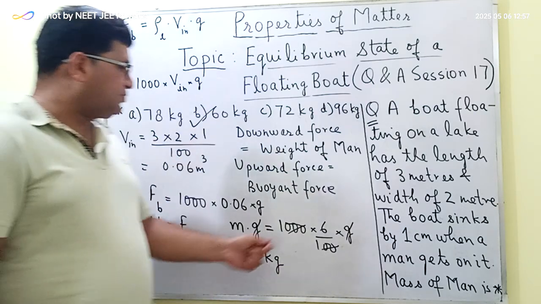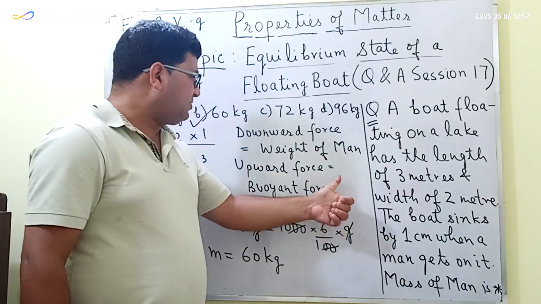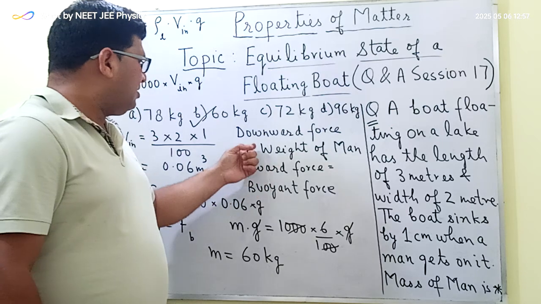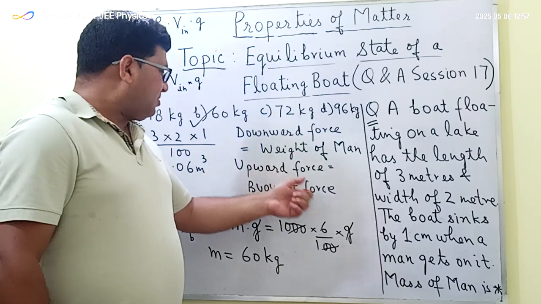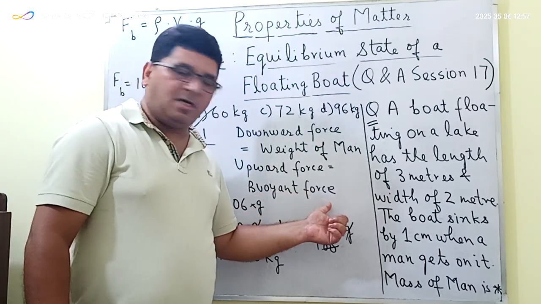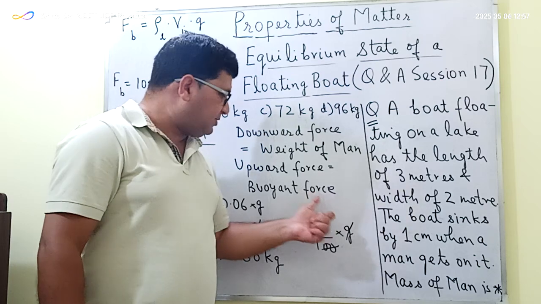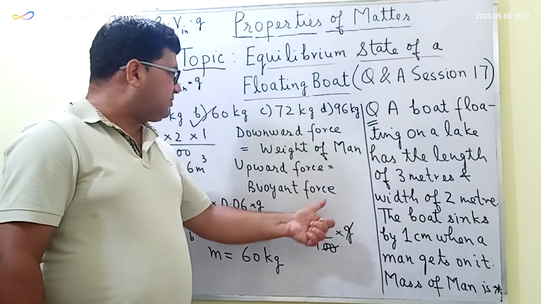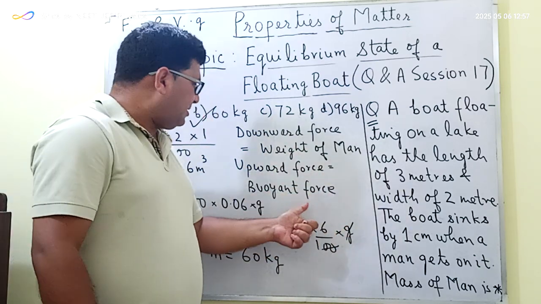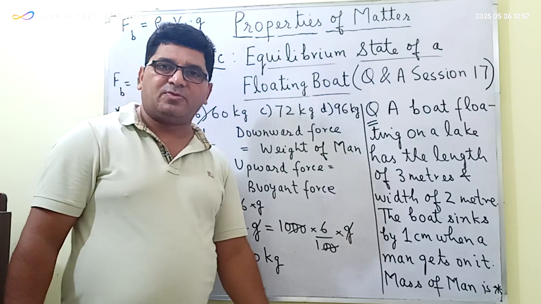So here the most important thing which needs to be remembered is that in the state of equilibrium, the downward force should be equal to the upward force, and in this question the downward force is equal to the weight of the man and the upward force is equal to the buoyant force.